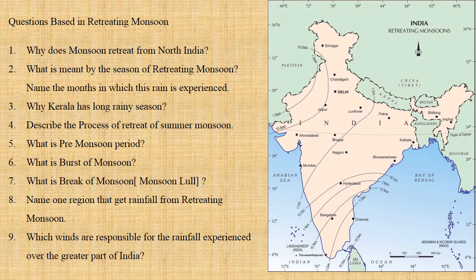Name one region that gets rainfall from retreating monsoon. If you look into the map, Tamil Nadu coast gets rainfall from retreating monsoon.